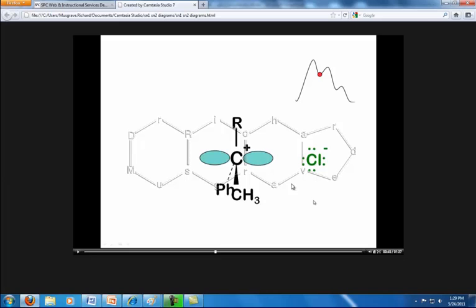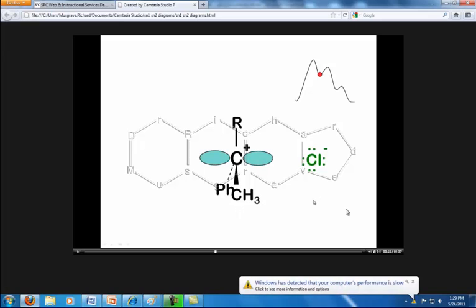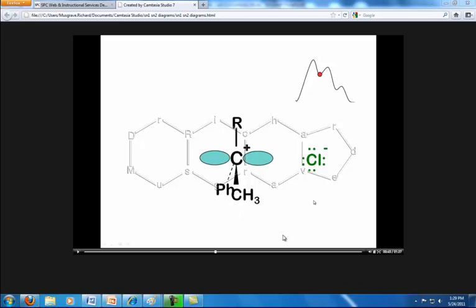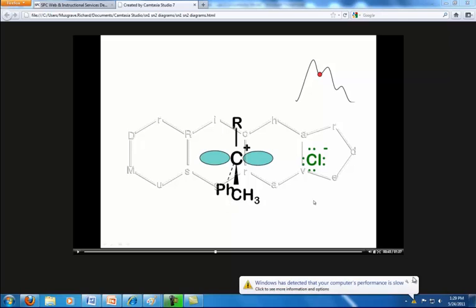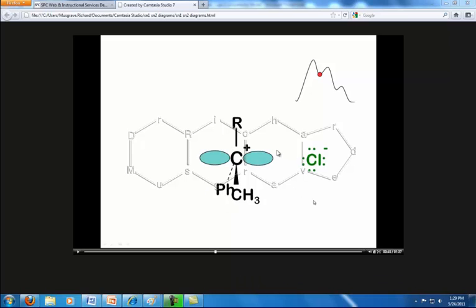After the Cl leaves, what we're left with is a Cl- and this carbocation here, which is planar. This is supposed to be a p orbital, but this carbocation is planar, it's flat, and it will now allow for the attack of the nucleophile to come in. This was different to the SN2 reaction where everything happened in one step. This happens with the formation of the carbocation first, followed by the addition of the nucleophile.